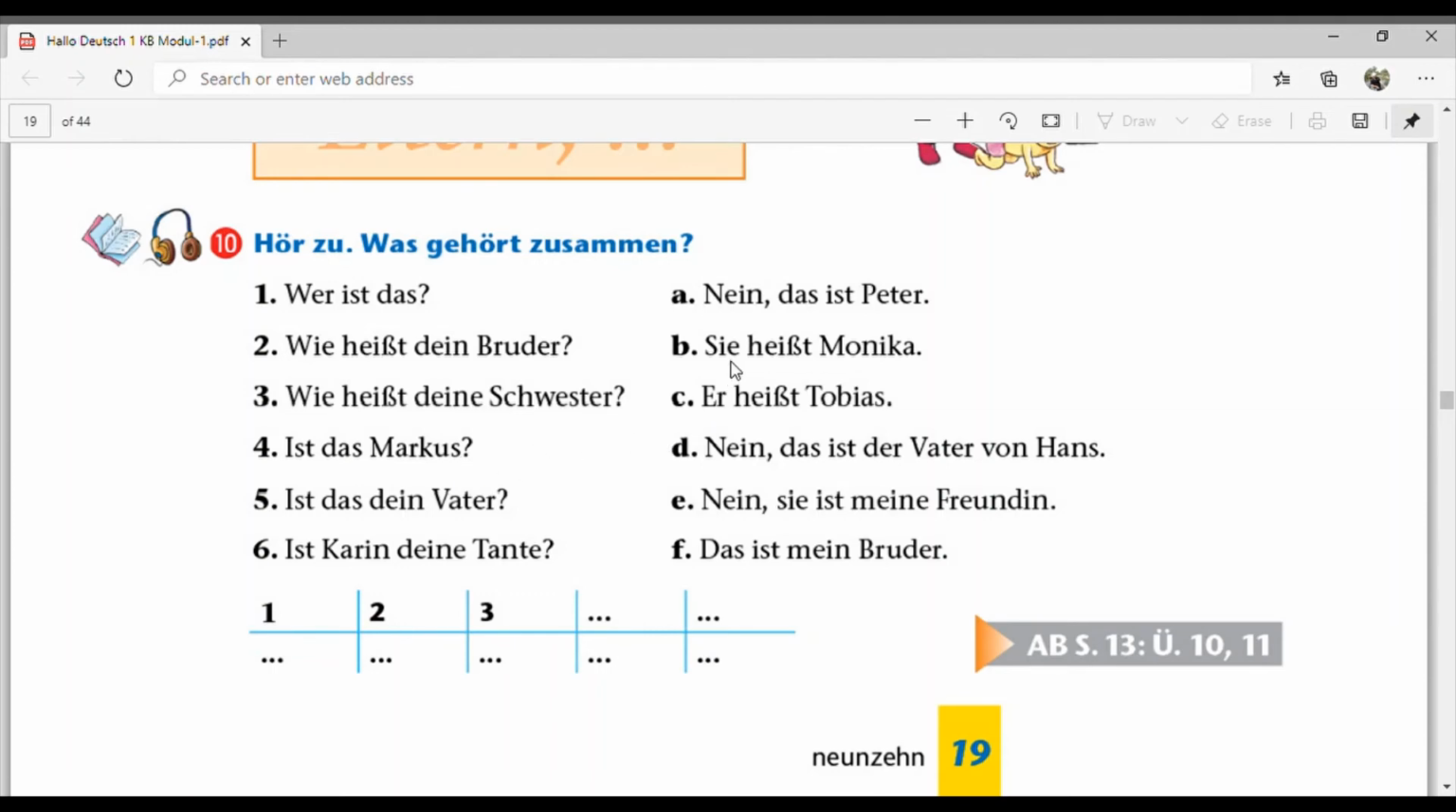Then ist das Markus? Then nein, das ist Peter. Then ist das dein Vater? So nein, das ist der Vater von Hans. Then ist Karin deine Tante? Then nein, sie ist meine Freundin. Okay, so these are the guesses, yeah, from my side. Okay, just we are going to listen to this one and then find out what the correct answer will be.